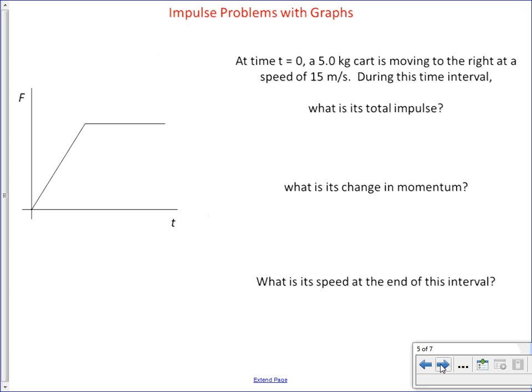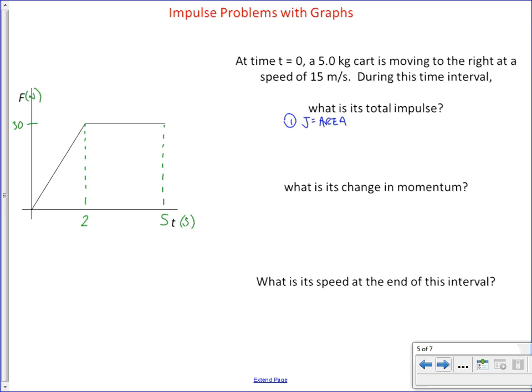All right, now we'll put some numbers in. Let's call this 2 and 5 seconds. And let's say this is 30. At time t0, there's a mass moving to the right, with an initial velocity. What's the total impulse? Well, two ways to do it. One way is J equals area. So find the area of each of those shapes.